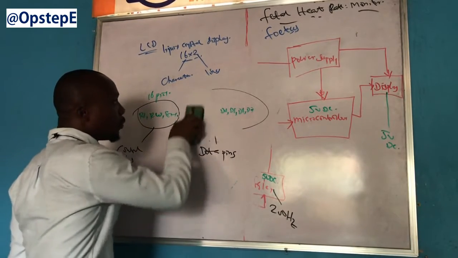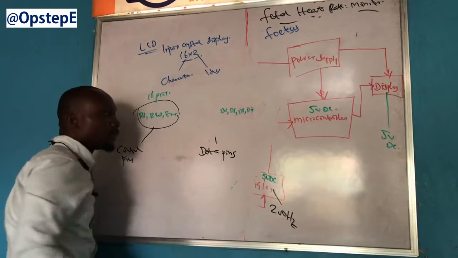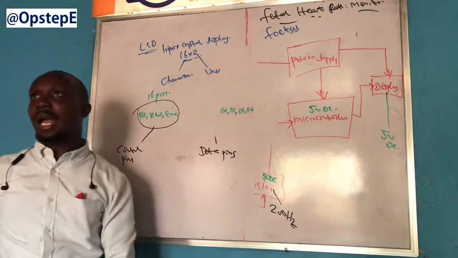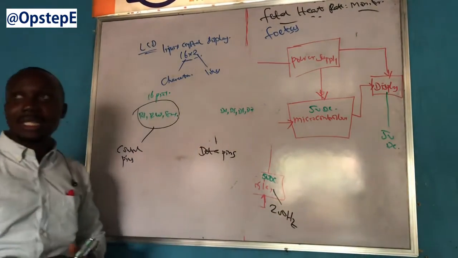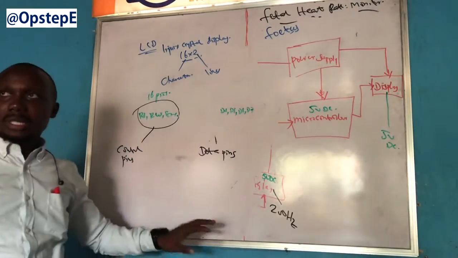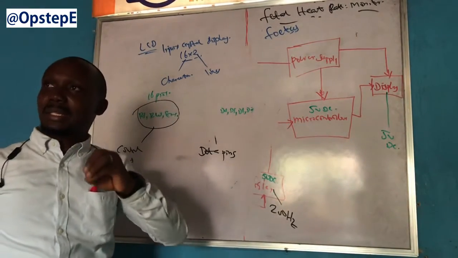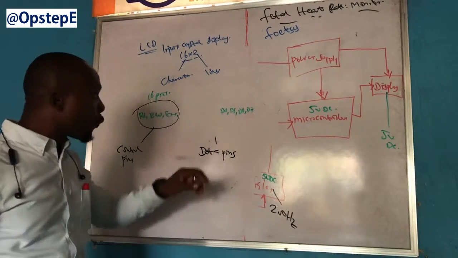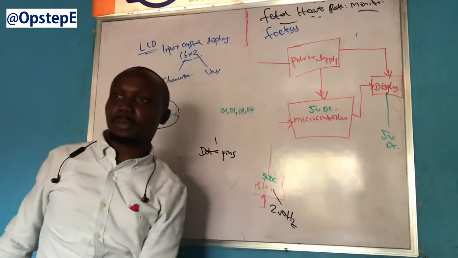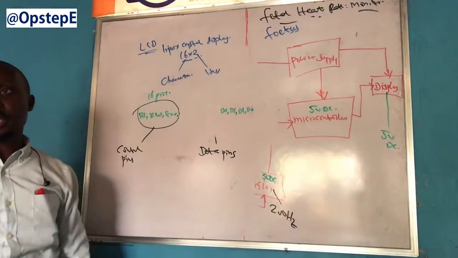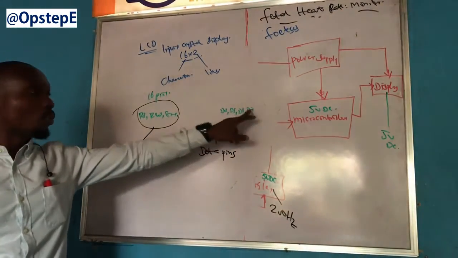We only use D4 to D7. So D4 to D7 happen to be our data lines. That is the 4 lines that connect to the microcontroller, where data, characters, is sent from the microcontroller to the display. Please, does it make sense? D4 to D7.